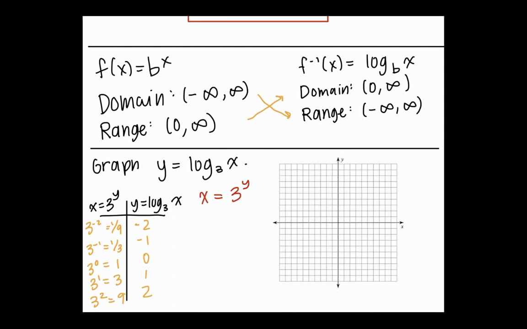I have x equals 1/9, y equals -2; x equals 1/3, y equals -1; x equals 1, y equals 0; x equals 3, y equals 1; x equals 9, y equals 2. So there's that graph. We could check it if I graph 3 to the x. It is that inverse. It is reflected across the line y equals x. So we're all good there.